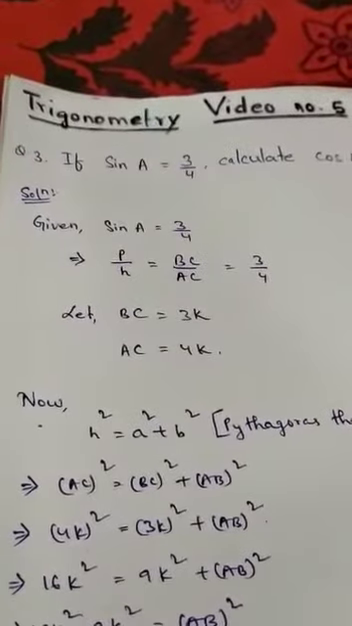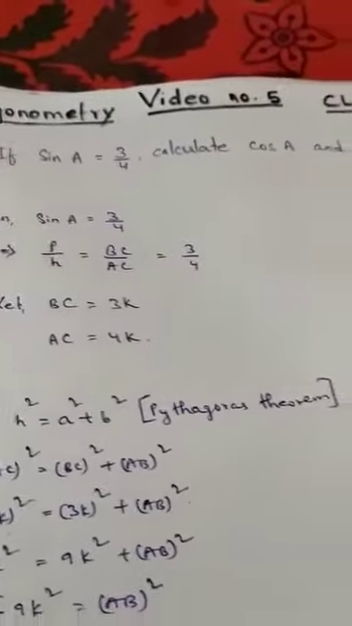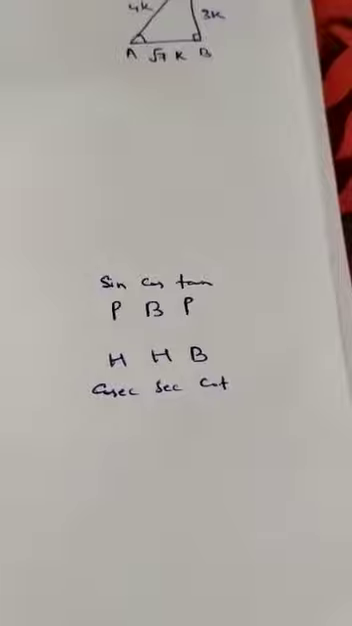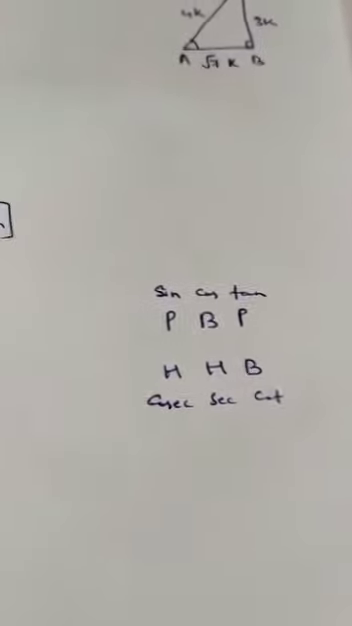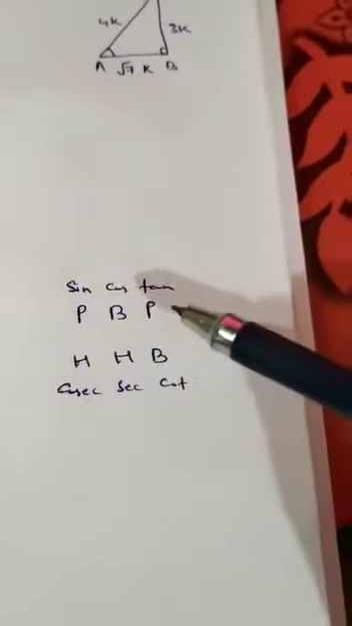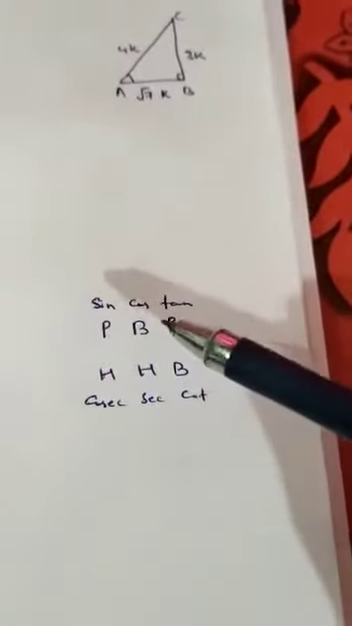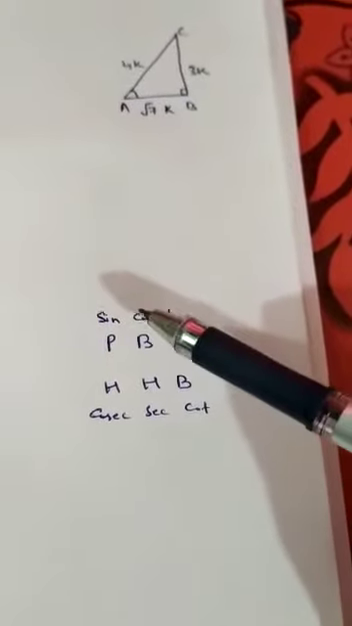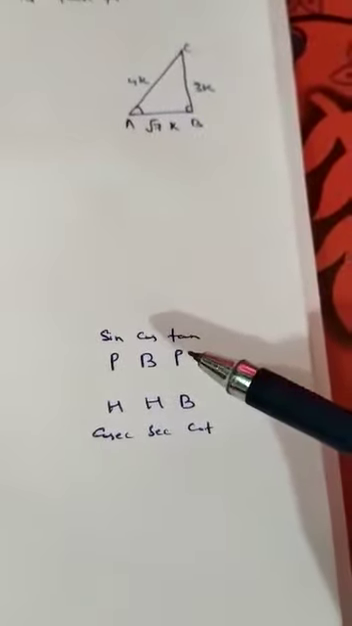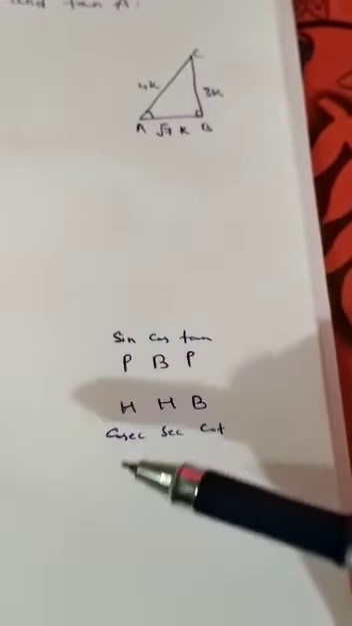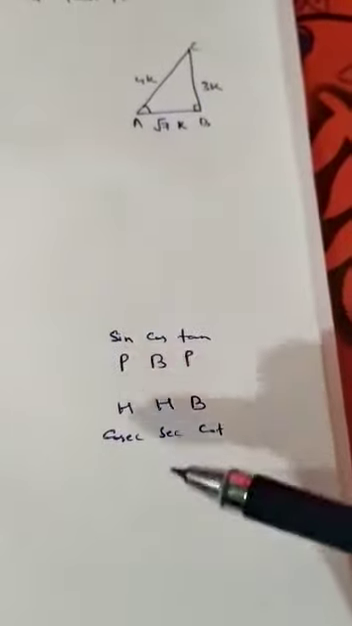Now, in my previous video, if you can remember, I have given you one shortcut. Pandit Bhadri Prasad Hari Hari Bole. P by H stands for sin theta, B by H stands for cos theta, and P by B stands for tan theta, H by P for cosec theta, H by B for sec theta, and B by P for cot theta.